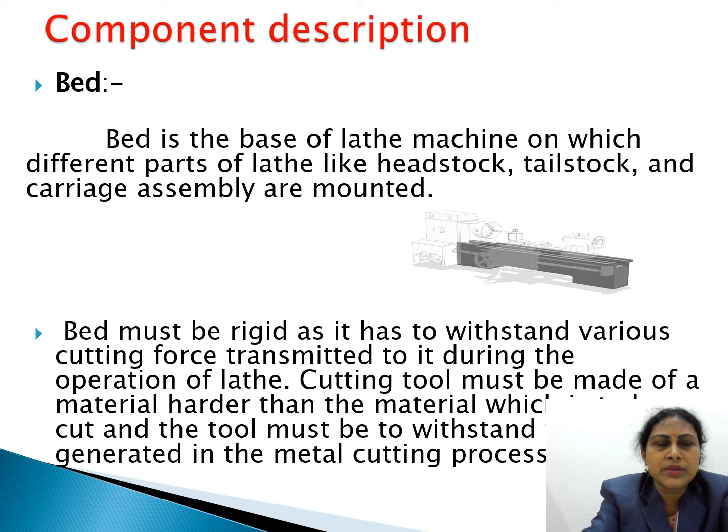The first main component is the bed. The bed is the base of the lathe machine, on which different parts of the lathe like the headstock, tailstock, and carriage assembly are mounted. It must be very rigid to withstand the various cutting forces transmitted to it during the operation of the lathe. It is made of cast iron. So the bed is the base of the lathe machine.